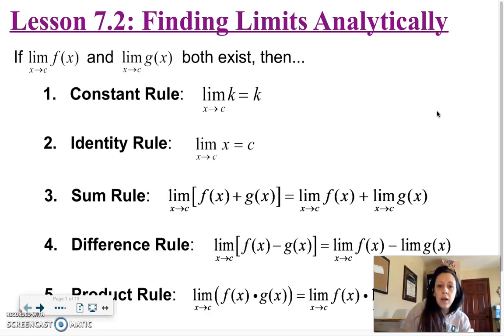So on this slide, you've got this constant rule and identity rule. I'm going to explain those in some later examples to you. So I'm going to just go down here first. Sum, difference, and product rule.